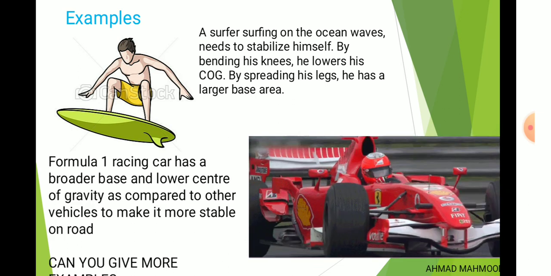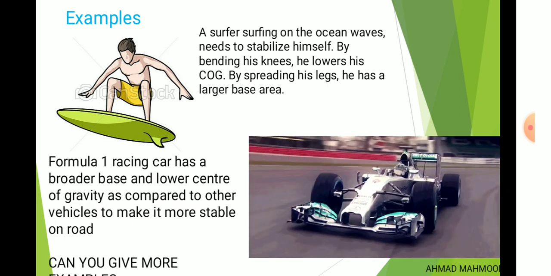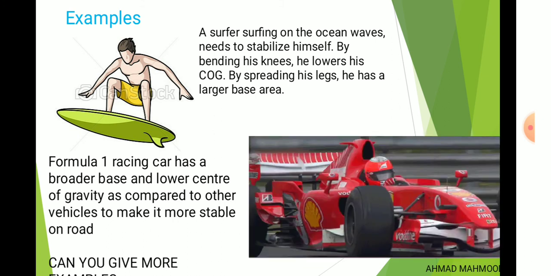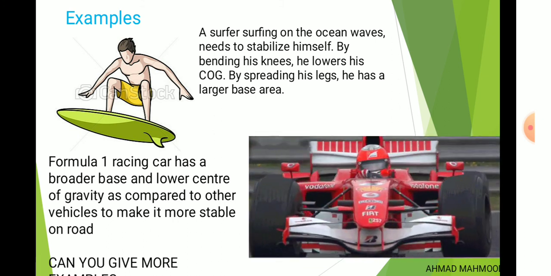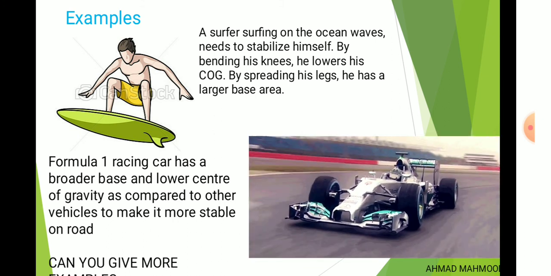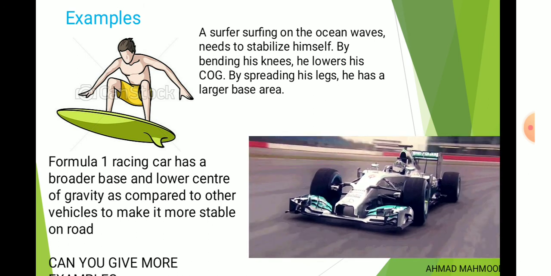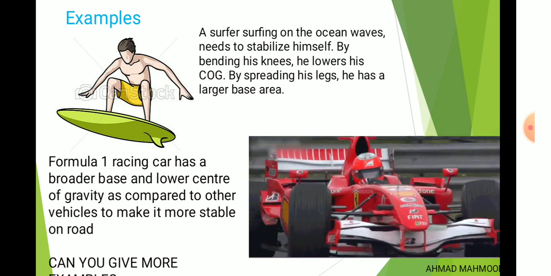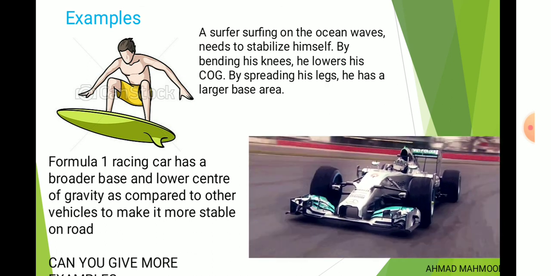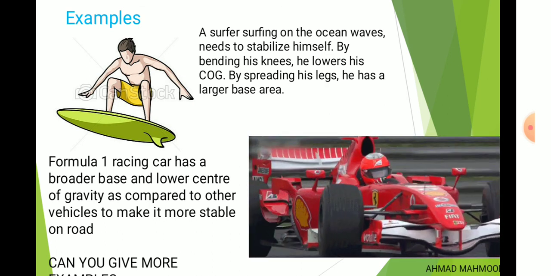Formula 1 cars have a broader base and lower center of gravity as compared to other vehicles to make them more stable on the road. So you can think about some more daily life examples in which we can become more stable by adopting these two rules.